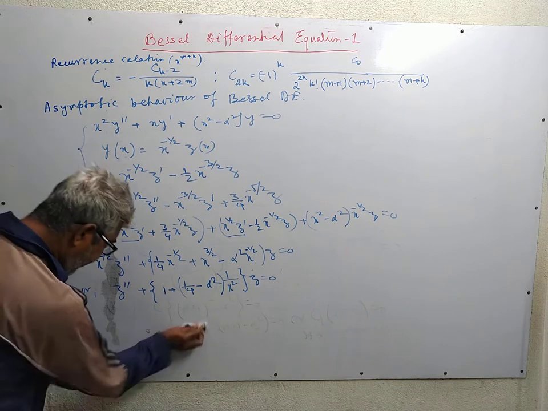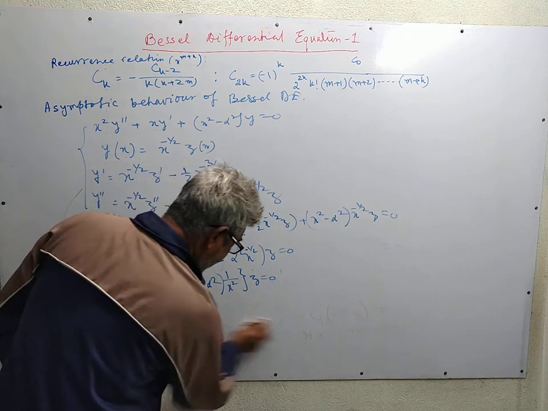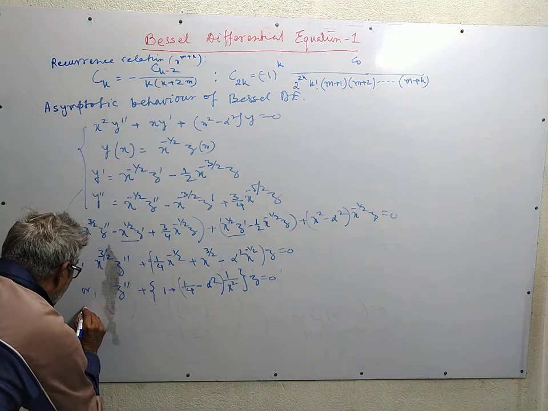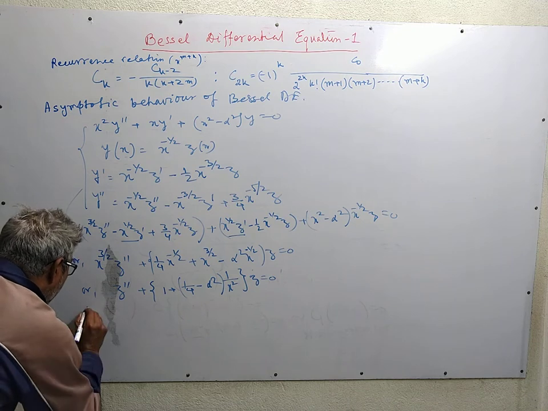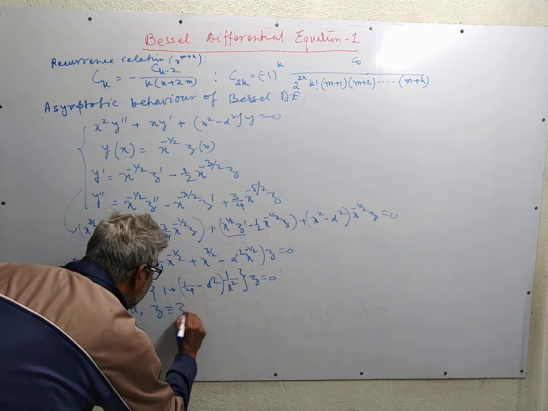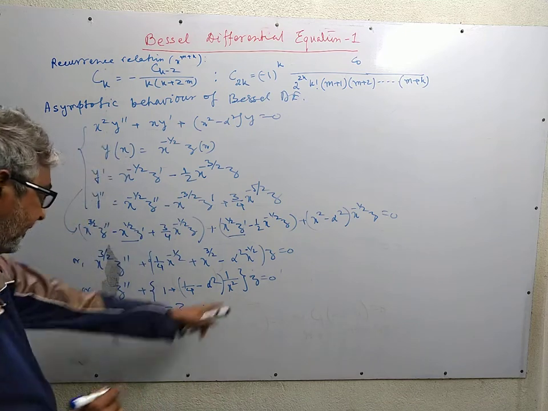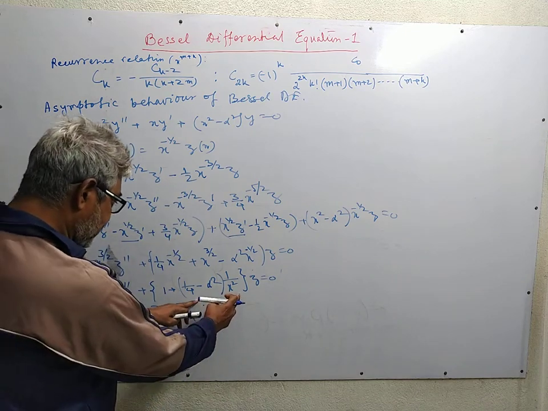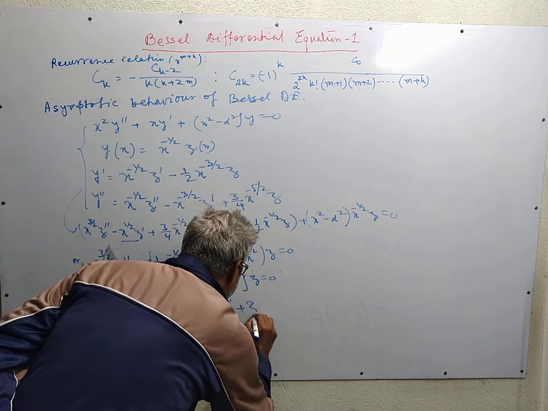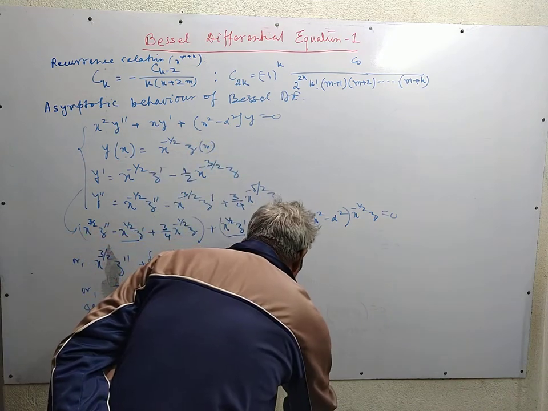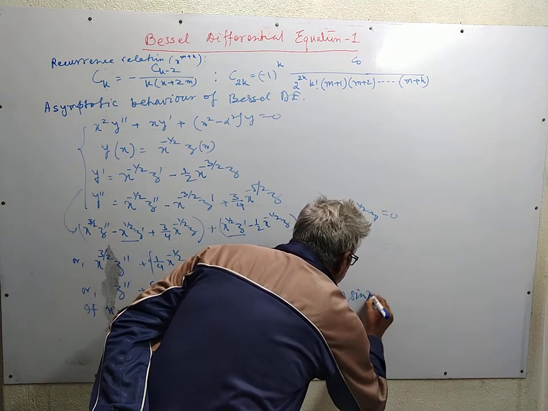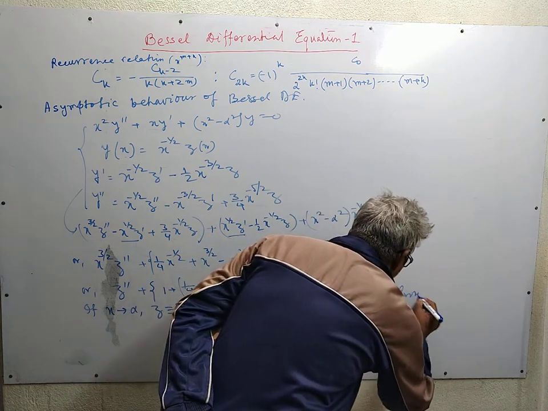Asymptotic behavior is obtained when x is very high. That is, if x tends to infinity, we represent z as z asymptotic, and then this term can be neglected, and we get z a double prime plus z a is equal to 0, which gives you that z a of x is of the form a sin x plus b cos x.